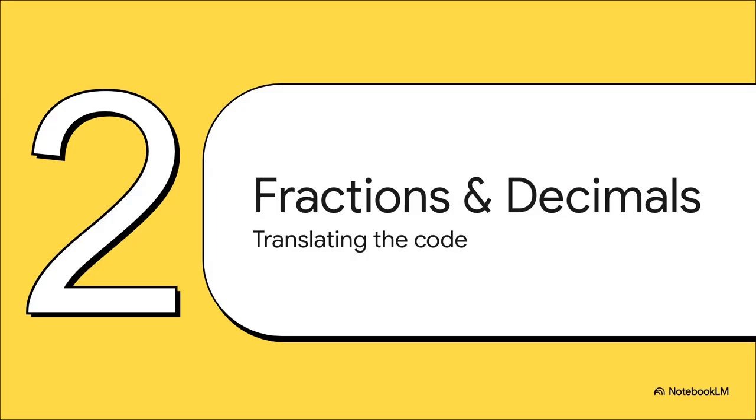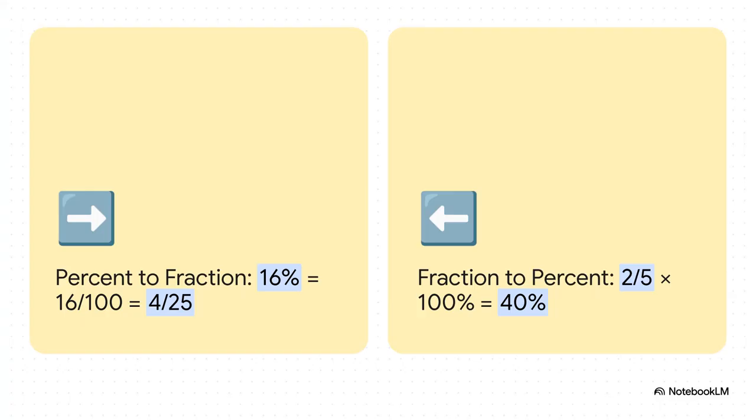All right, so we've got our secret key. Now we can start doing some translation work. We can take this language of percentages and translate it into two other languages you're probably way more comfortable with already: fractions and decimals. Let's see this in action. Say you want to turn a percent into a fraction. Easy. You just use the key. So 16% just becomes 16 over 100, and you can simplify that down to 4 over 25.